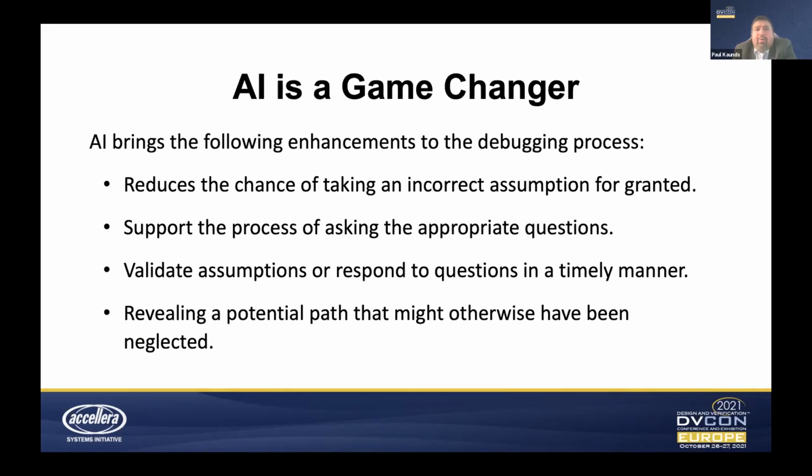So why AI, and how does it help? It reduces the chance of taking an incorrect assumption for granted. It supports the process of asking the appropriate questions and validates the assumptions, basically a system working rather than only human expertise. Then you put all the expertise into the system, scripts, engines, flows, and try to debug, revealing potential paths that might otherwise have been neglected.